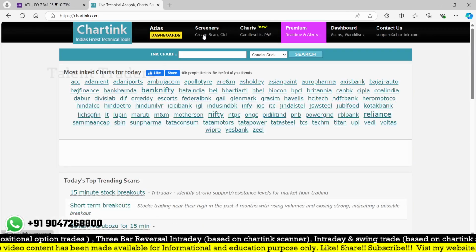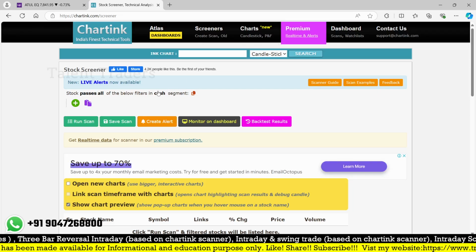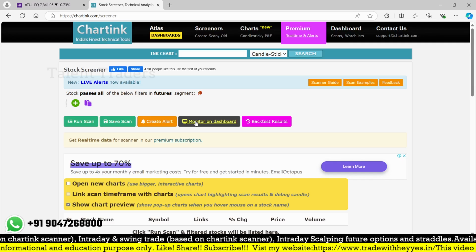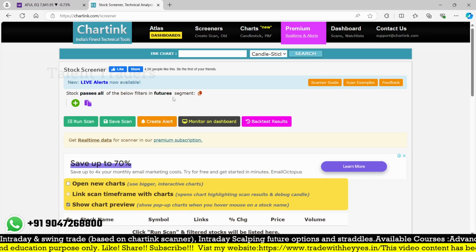So let me start with the charting scanners. Let me create a new one. I'm just going to take futures, because normally futures stocks have good liquidity compared to equity. That's why I'm using futures.